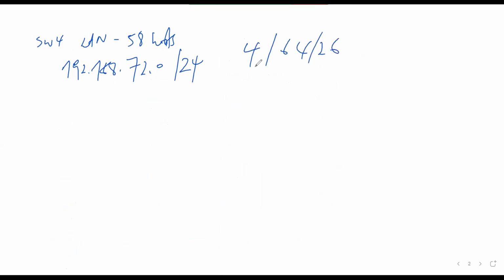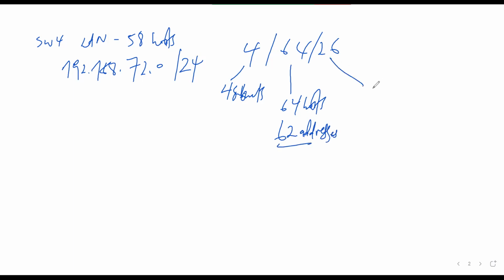464.26/26. What this means is you're going to create 4 subnets, each subnet with 64 hosts. That is 62 assignable addresses, 64 minus 2, 62 assignable addresses. And your subnet mask will be /26.